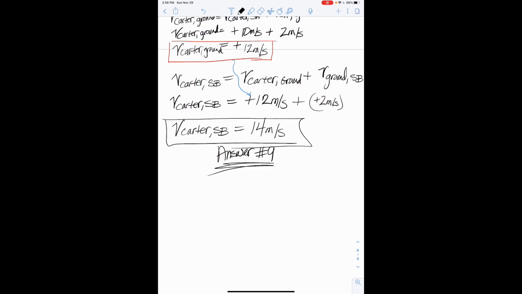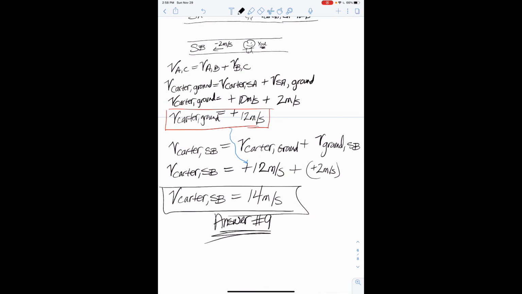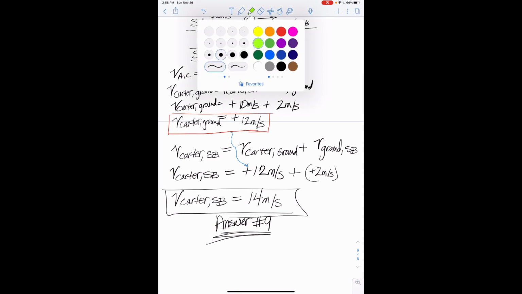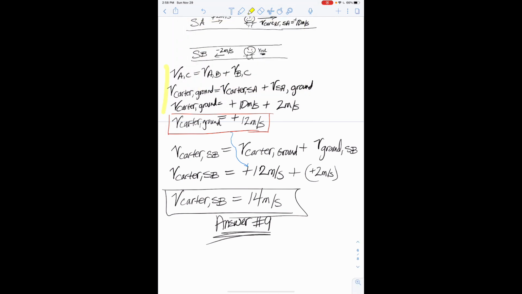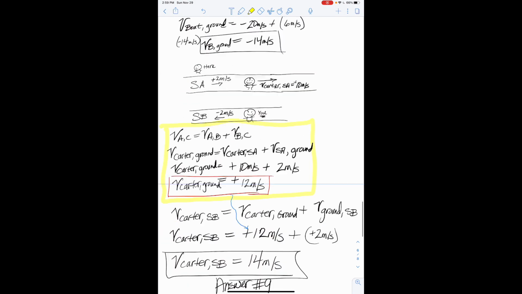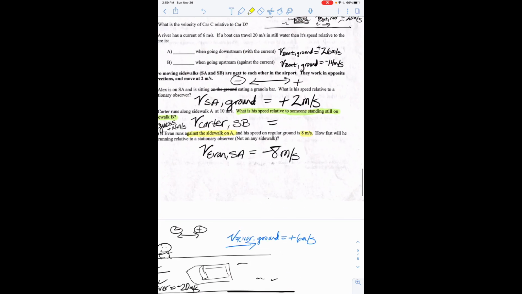Okay, so number 9 was tricky. And kind of like 2 problems in one. You might have been like, oh, well, I didn't need to do this part. I knew that Carter would be moving that faster velocity if he's running at 10 to the right and the sidewalk's moving 2 to the right. That obviously is Carter relative to the ground is positive 12. Good. Yeah. I mean, if you can see that and you don't need to write all this out, then by all means, that's fine. All right.